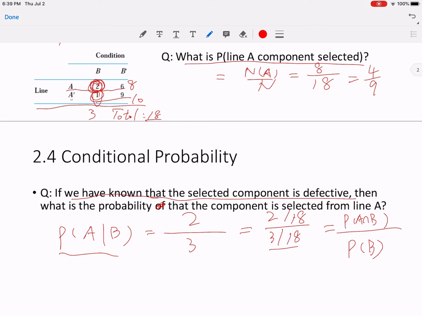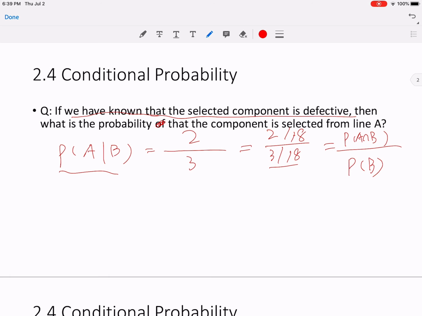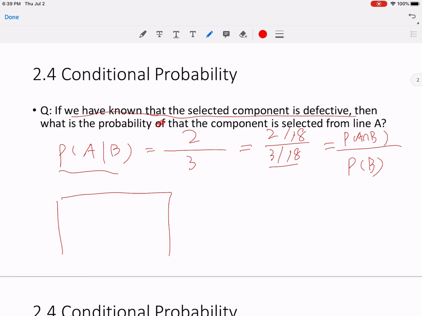Because this represents the number of B divided by the total. So that's the probability of B. And actually, we can also explain this question by drawing a Venn diagram. So if I draw a picture over here, the rectangle represents sample space, and we have A here, and we have B here. Okay. Now since we have already known B happens, which means we know this circle over here, right?